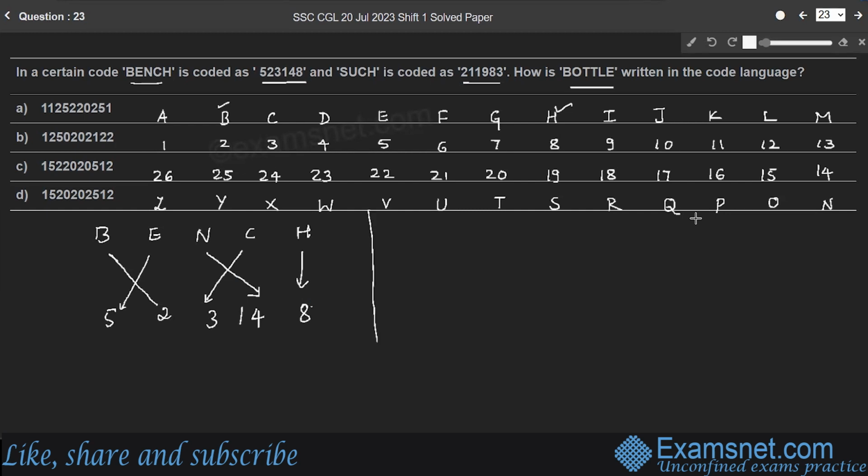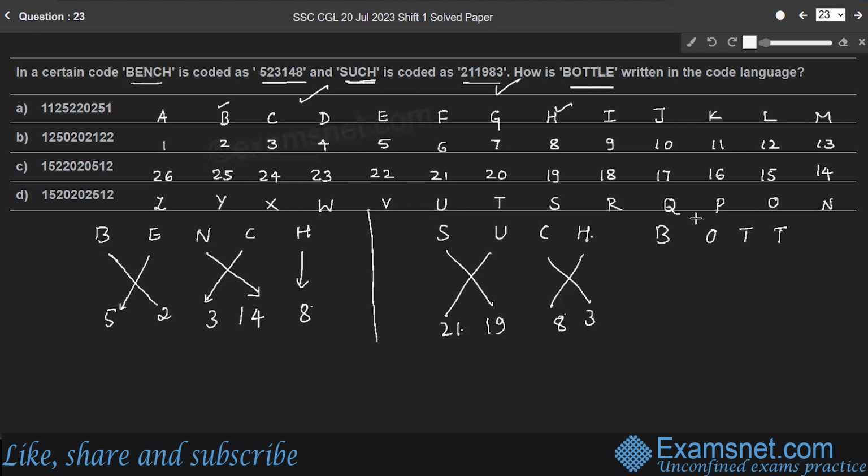Similarly, such is coded as, again here such is a 4-letter word. So SUCH, right? Take the first 2 letters and interchange their positional values. The positional value of S is 19, the positional value of U is 21. Next, interchange the positional values of C and H. C is 3, H is 8. Therefore, the code, right? So, therefore, bottle.